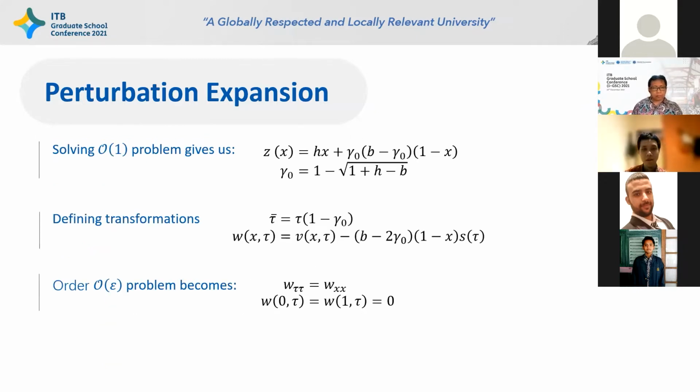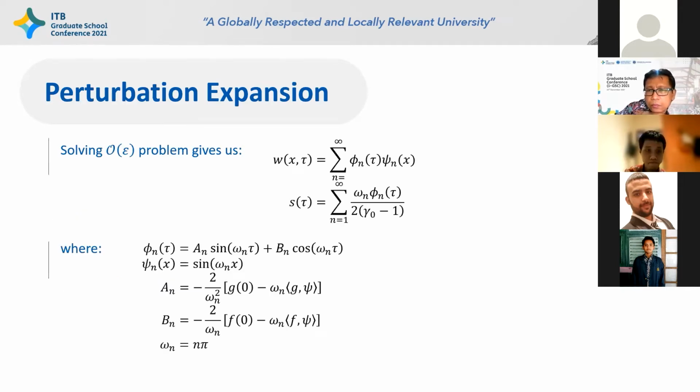I won't go into many details here. We can solve it piecewise. So we have the solution for the order 1 problem, and next we can also solve the solution for the order epsilon problem. Next. So now we have the solution for the order epsilon problem. It's actually simple, but it has an additional variable, the moving boundary itself, gamma. Next.